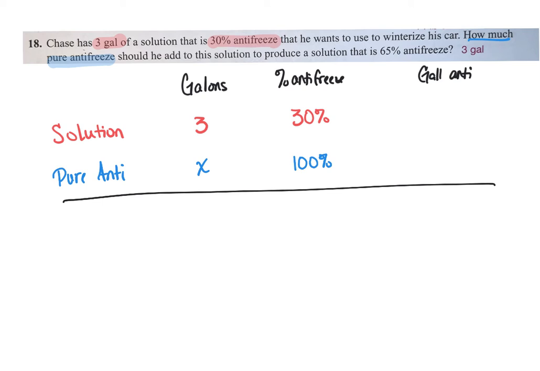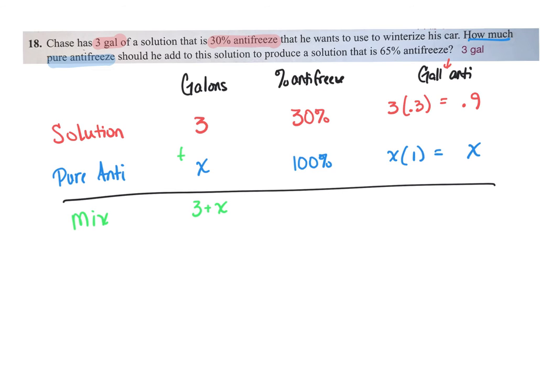To get the first part of this column here, we're just going to multiply across, right? 3 times 30%, or 3 times 0.3. What's that going to give us? 0.9. And then we multiply across here, we just have x times 100%, which is just x, right? This last column is my mix. So I'm just going to add down here. This is going to be 3 plus x, right?